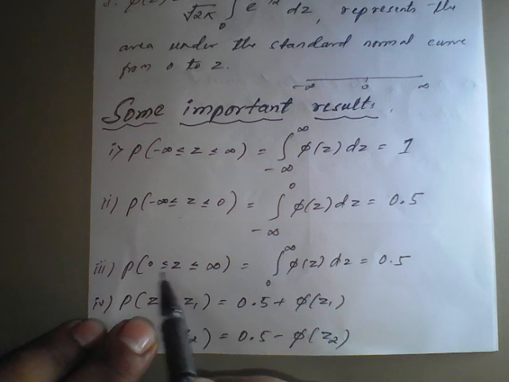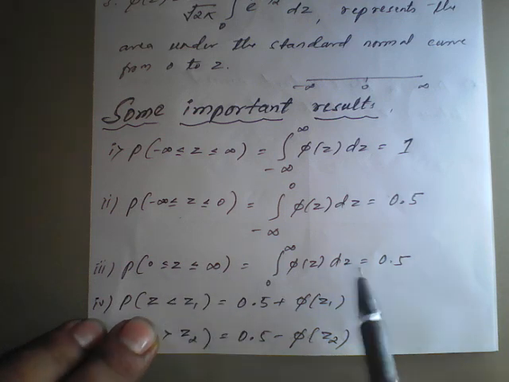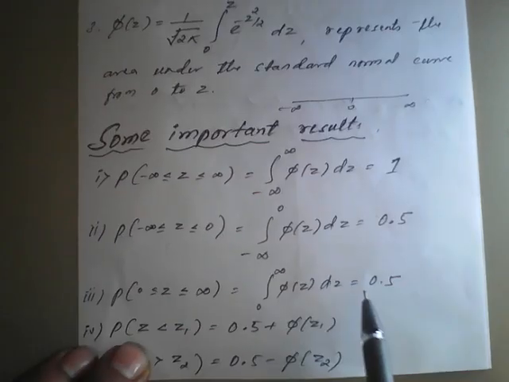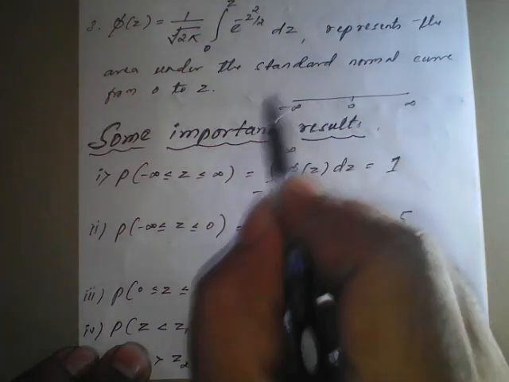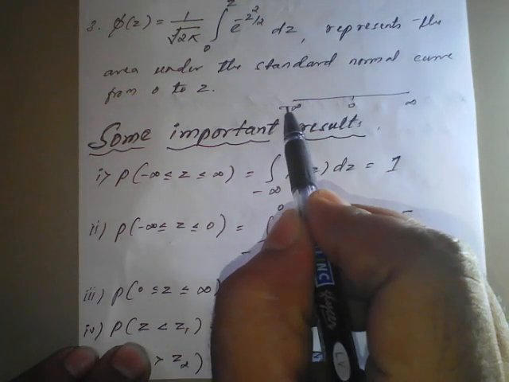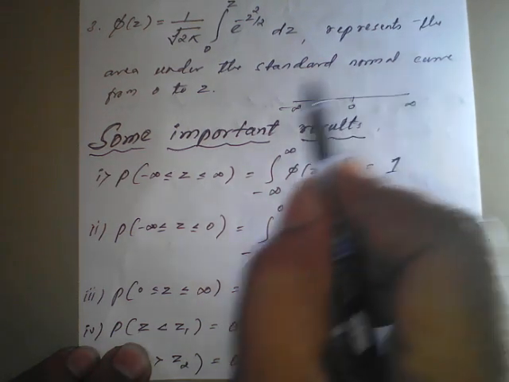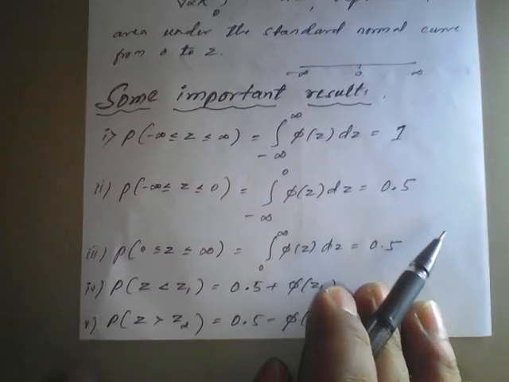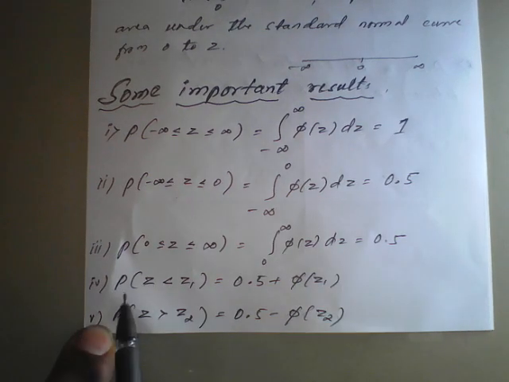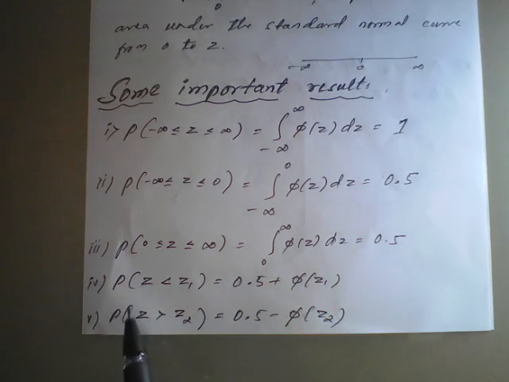Similarly, z greater than or equal to 0 but less than or equal to infinity, again this is the right hand side, again it is 0.5. This complete area is 1, but 0 to minus infinity is 0.5, 0 to plus infinity is also 0.5, and 0.5 plus 0.5 gives the complete area of the given bell shaped normal curve. So again these two are very important.